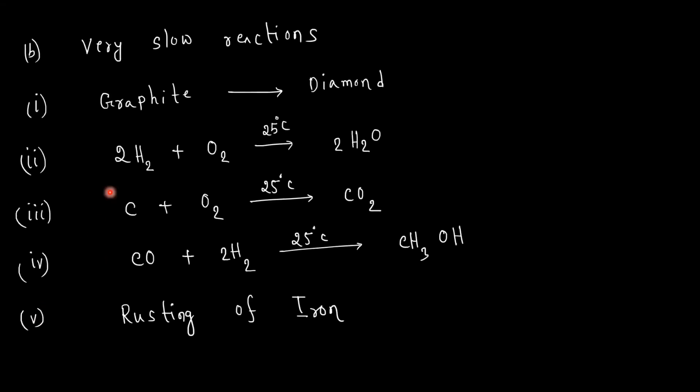The second category is very slow reactions. For example, the conversion between graphite and diamond can take hundreds of years to complete. The reaction between hydrogen and oxygen at room temperature is very slow. The reaction between carbon and oxygen at room temperature is also very slow. Another reaction between carbon monoxide and hydrogen to form methanol at room temperature is also very slow in nature. Rusting of iron occurs very slowly.